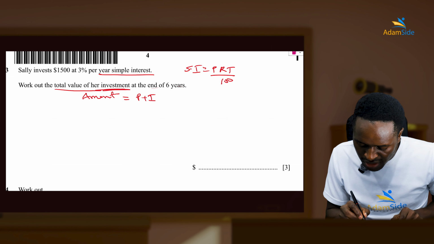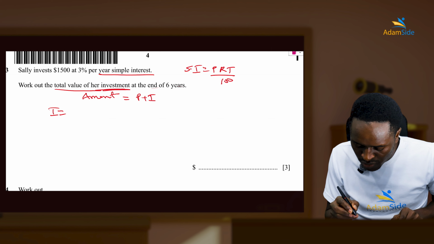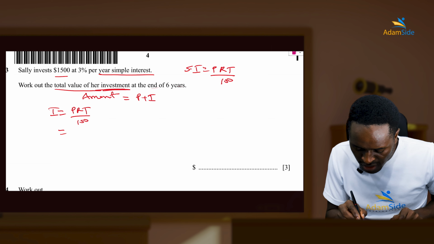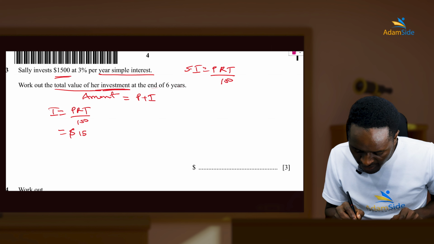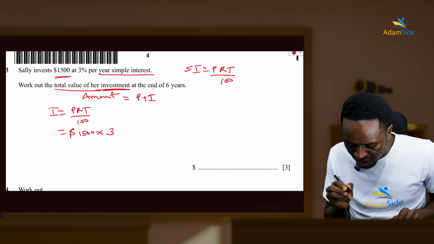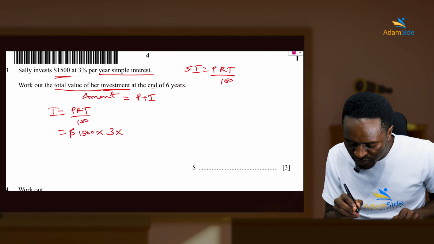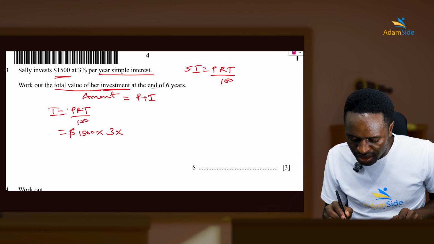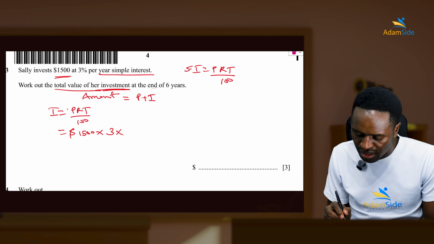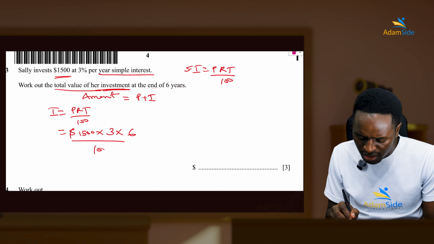So the first thing we get is interest. Interest is principal times rate times time divided by 100. Principal is the money invested or borrowed. So Sally invested $1,500 times the rate, which is 3% per annum, 3 out of 100, then times the time, which is 6 years, divided by 100.